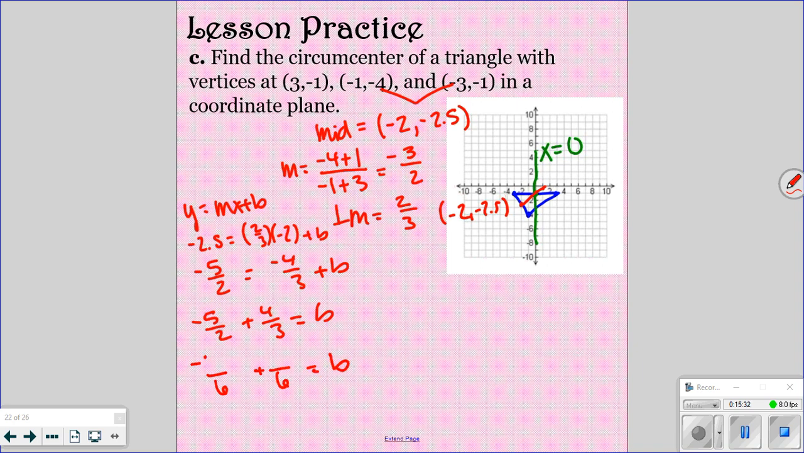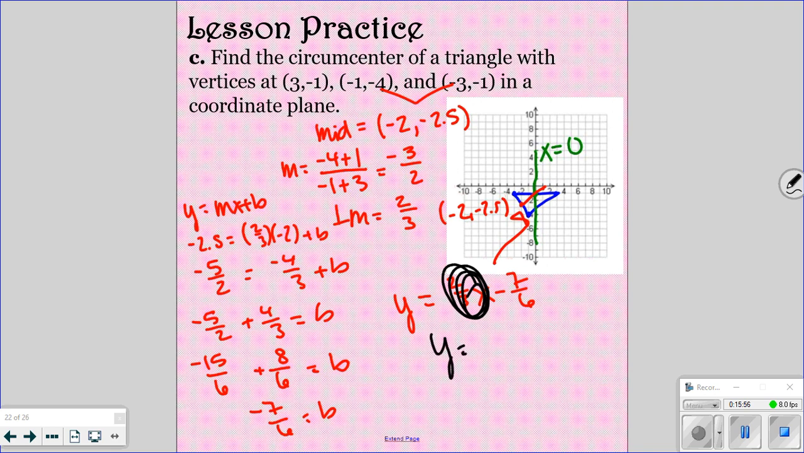So that would be -15 plus 8. And so your b value would be -7/6. So your equation is y equals 2/3 x minus 7/6. That would be your equation for the red line. So then whenever you plug in x equals 0 here, this whole term would be 0. And so your y value would be -7/6. So your circumcenter occurs at (0, -7/6).